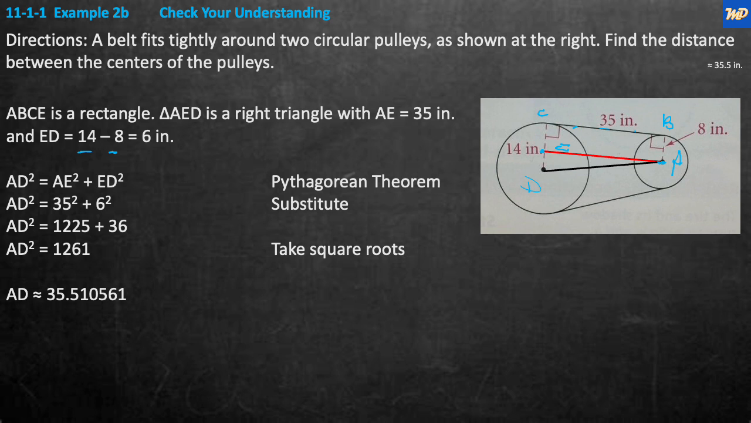We have BC, or whatever, is 35 inches. So let's see what we have here. So we have AD squared is equal to AE squared plus ED squared.